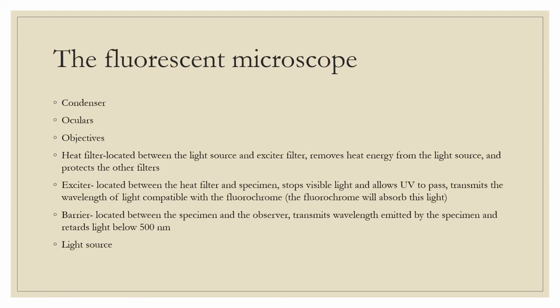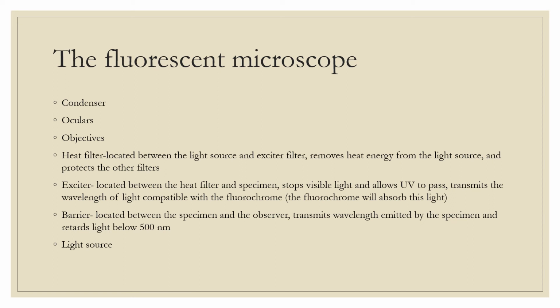The fluorescent microscope is quite a complicated and expensive piece of equipment. It includes such parts as the condenser, the oculars, the objectives, and a heat filter that's located between the light source and exciter filter, and that actually removes the heat energy from the light source and protects the other filters. We have the exciter, which is located between the heat filter and specimen, stops visible light and allows ultraviolet light to pass through. It transmits the wavelength of light compatible with the fluorochrome.